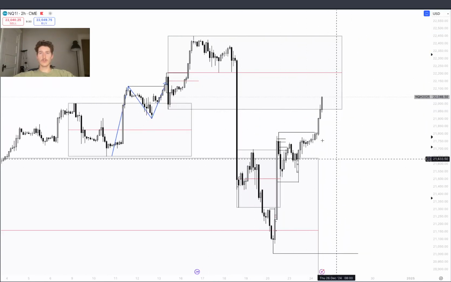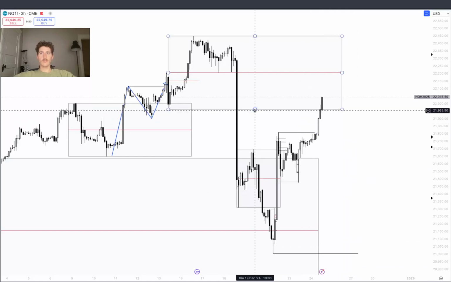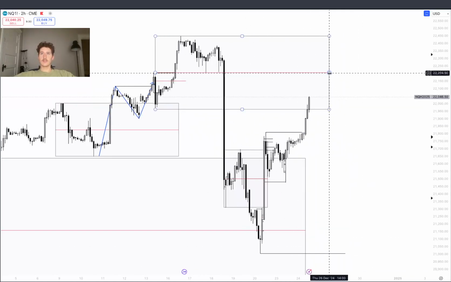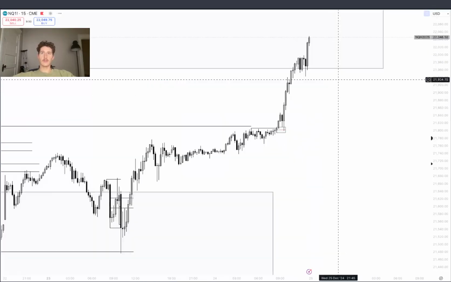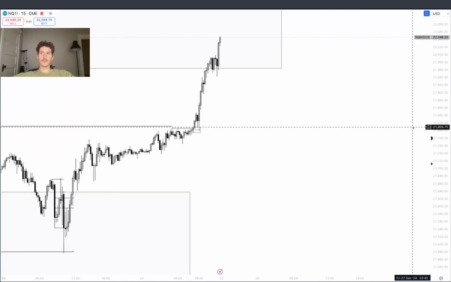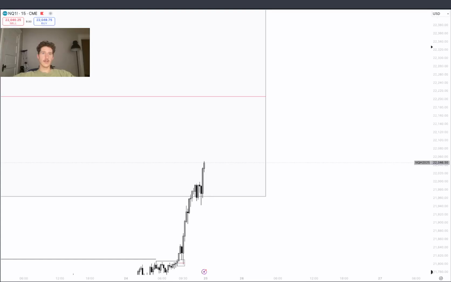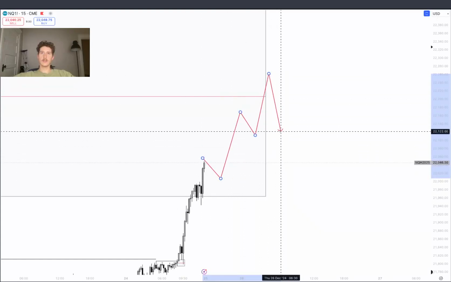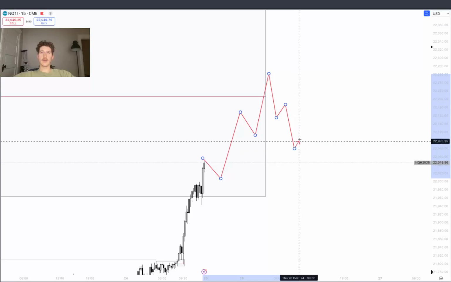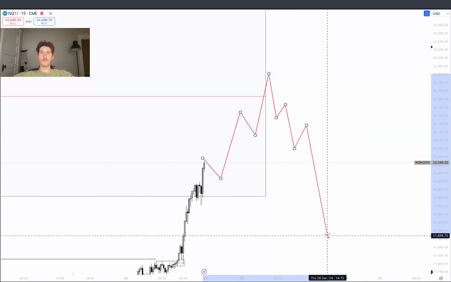We didn't retrace. We didn't continue down before getting into the zone. I would anticipate that we would need to at least come to here. We were going to need a 15-minute flip down, the 15-minute to do something like this, right? And that could be a trade opportunity for price to go down.